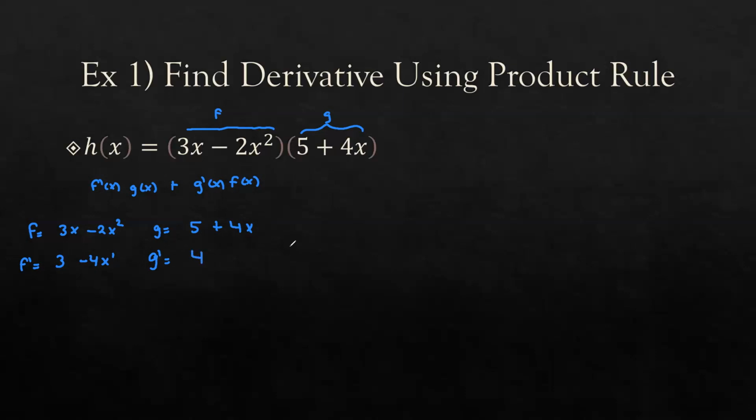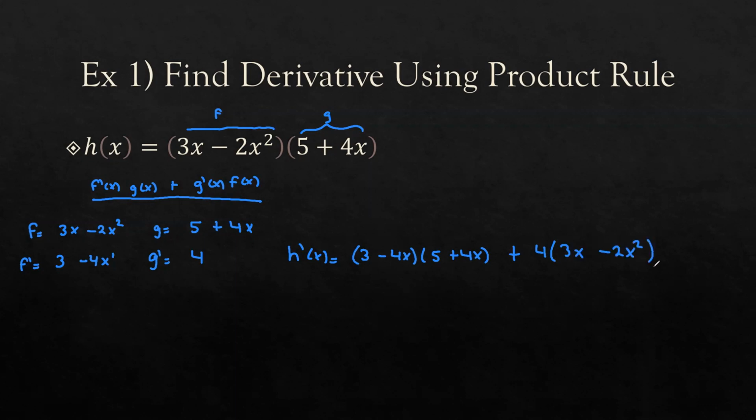So h prime of x is f prime, right? It's this rule. f prime, which is 3 minus 4x, times g of x, or g is 5 plus 4x, plus g prime of x, which is 4, times regular f of x, which is 3x minus 2x squared.